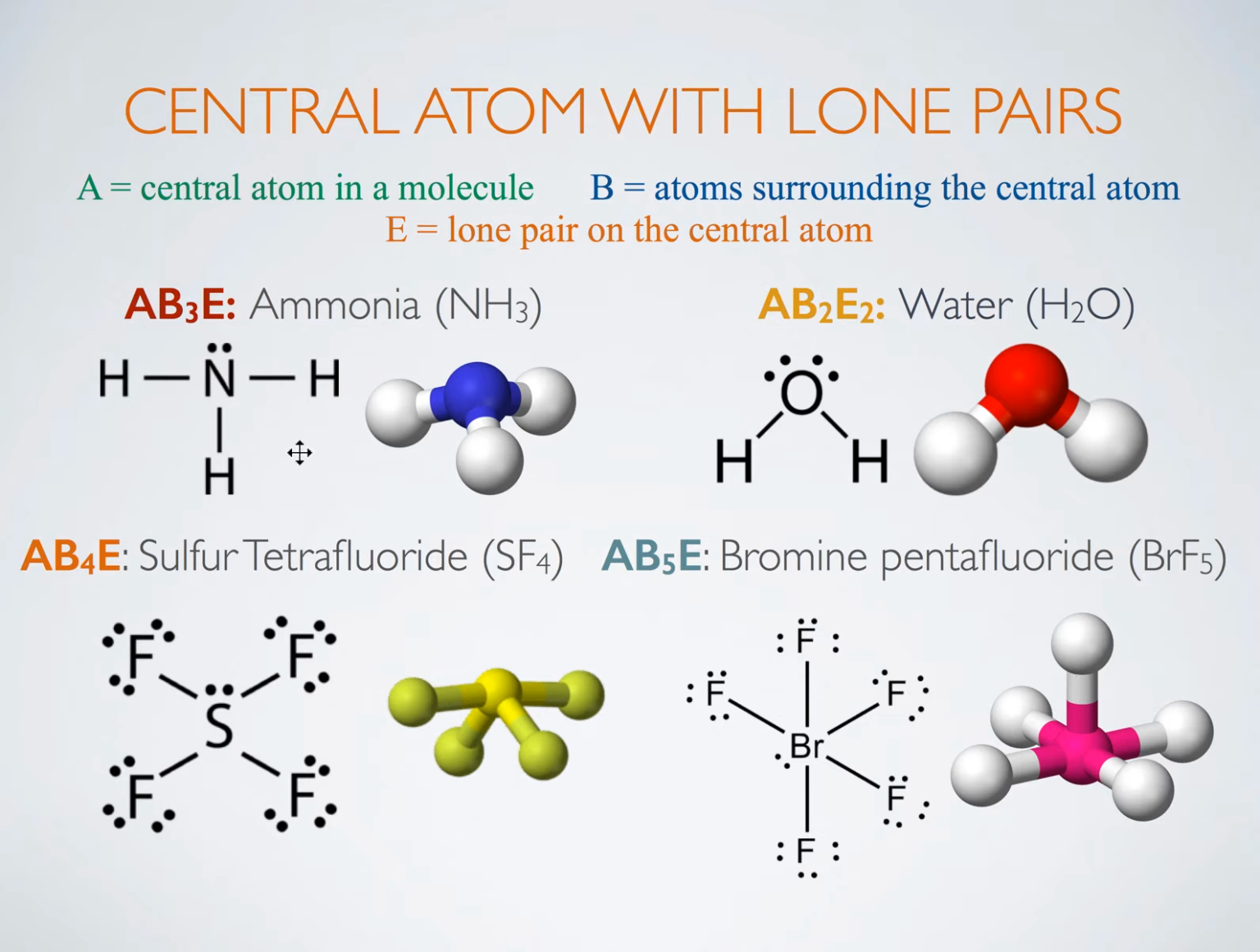All right, let's see how things change when we start adding lone pairs. First up, we have ammonia, which is NH3. I have 3 bonds coming off of the nitrogen with the 3 hydrogens, and I have a single lone pair that's on top. So 3 bonds and 1 lone pair, that makes this shape trigonal pyramidal.